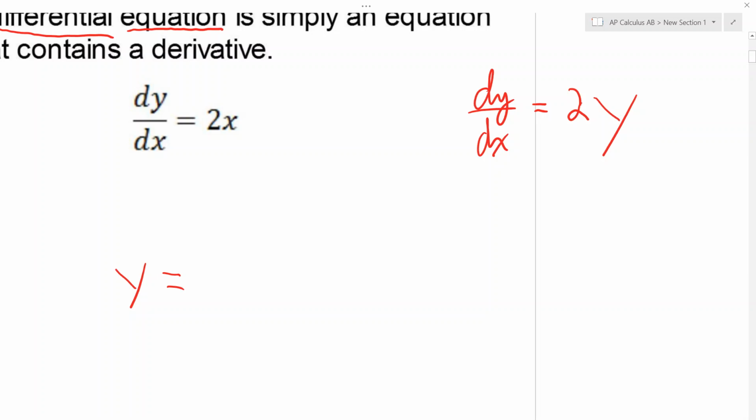Okay? So, again, hopefully everybody sees this is just going to be x squared plus c, all right, if you integrate that. But what we're really doing when we do this is we're going to multiply that dx over to the other side like that.